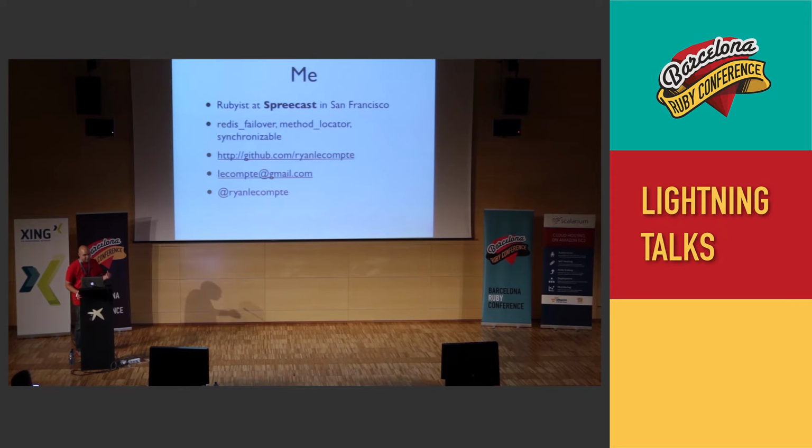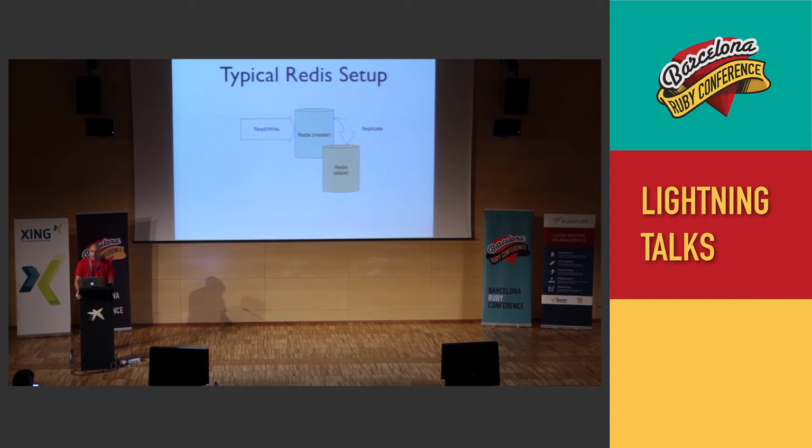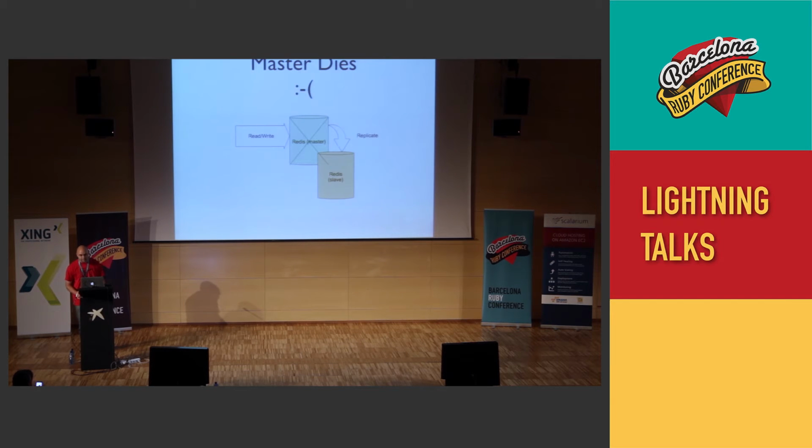The focus of this talk will be Redis Failover. For most companies that are using Redis, this is how your setup typically looks. All of your clients read and write to a master, which is replicated to a slave, but things can go wrong. The master can die. This happened to RubyGems, rubygems.org, a couple of weeks ago. Their master died, and there was a pretty big outage.